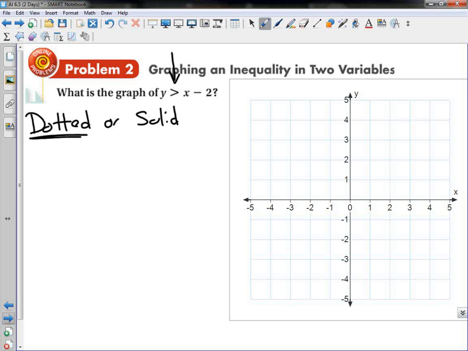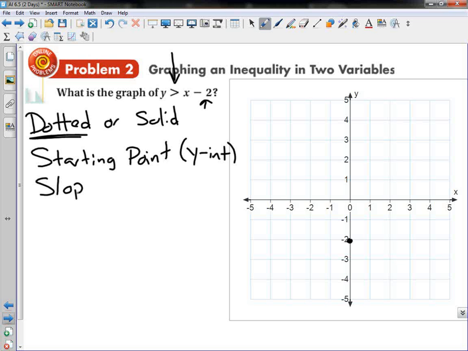Then I needed to think, what's my starting point? Remember, that's our y-intercept. My y-intercept is -2. Then from there, I need to know what my slope is. My slope here is 1, or up 1 over 1. I need to draw my dotted line through those 2 points. There we go. There's my dotted line.